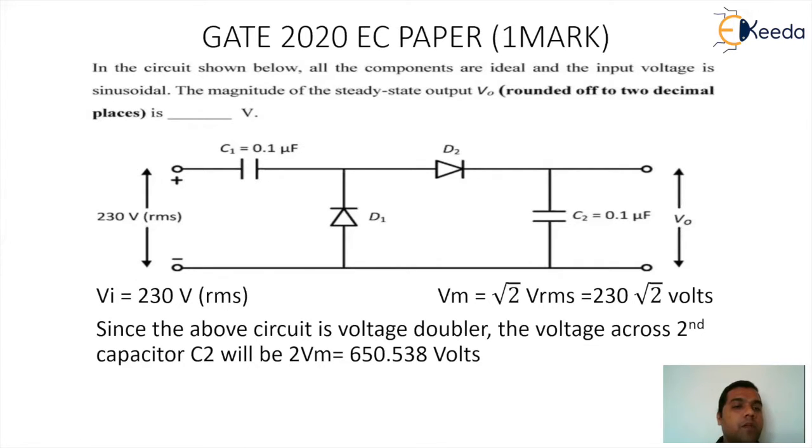Now, since your input is 230 volt RMS, the Vm value will be root 2 times the Vrms value. So it is 230 root 2. And now, when I get the output as twice Vm, the final value will be 2 root 2 times 230. On solving, you will get 650.538 volts. So the answer is 650.54 volts, because we are rounding off to 2 decimal places.